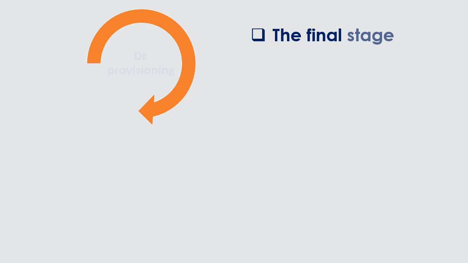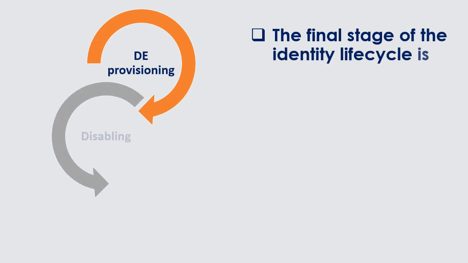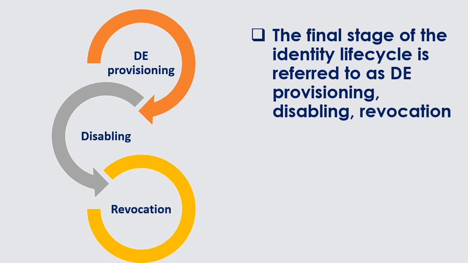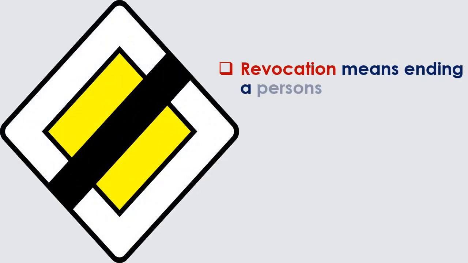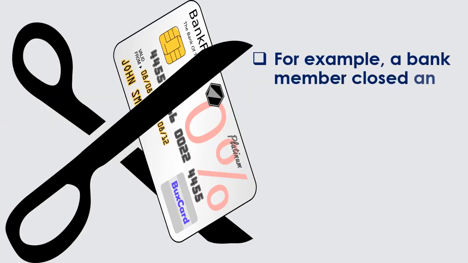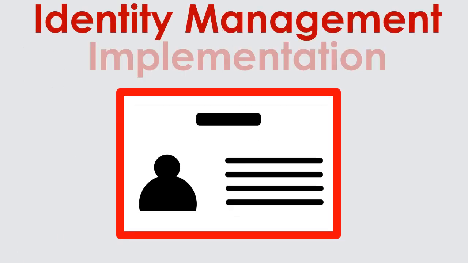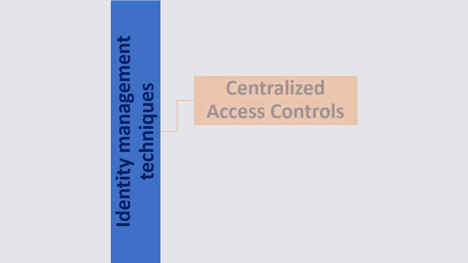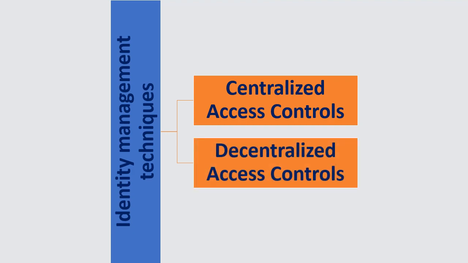The final stage of the identity lifecycle is referred to as deprovisioning, disabling, or revocation. Revocation means ending a person's general access to the system. For example, a bank member closed an account. Identity management implementation: identity management techniques fall into two categories, centralized access controls and decentralized access controls.